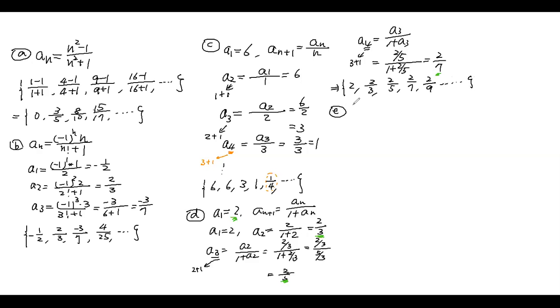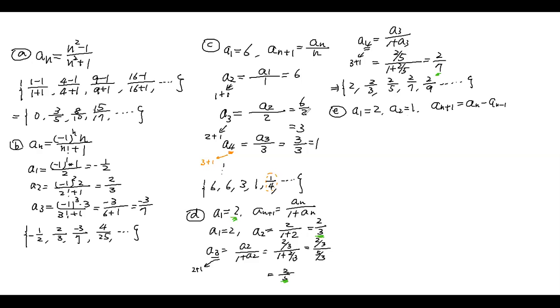Let's take a look at the last problem for group one. Instead of giving you one term, they give you two terms here. So A1 is equal to 2, and A2 is equal to 1. Then the way it's defined, A(n+1) is equal to A(n) minus A(n-1). Even if they give you two terms, the way you do it is still the same. You can write out a few terms and then see the pattern, all right?